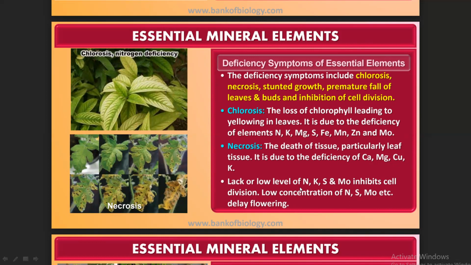Lack or low level of N, K, S and Mo inhibits cell division. Low concentration of N, S, Mo, etc. delay flowering. Okay. These are some symptoms. There will be delay in flowering. Okay, it will take a lot of time to flower, or you will get very few flowers.